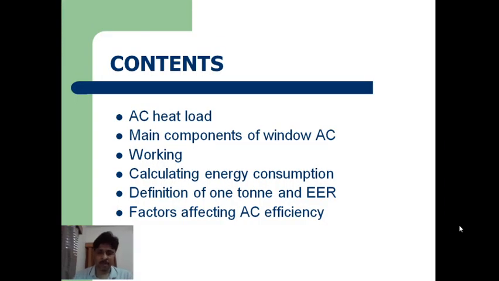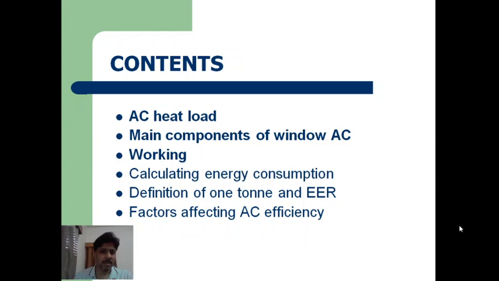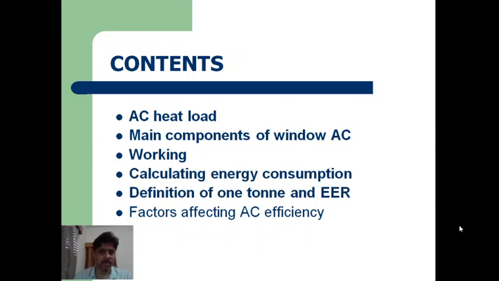Now we will study the AC heat load, the main components of a window air conditioning system, how it works, then calculating the energy consumption, then the definition of 1 ton of refrigeration, and then what are the various factors that can affect the efficiency of an air conditioning system.